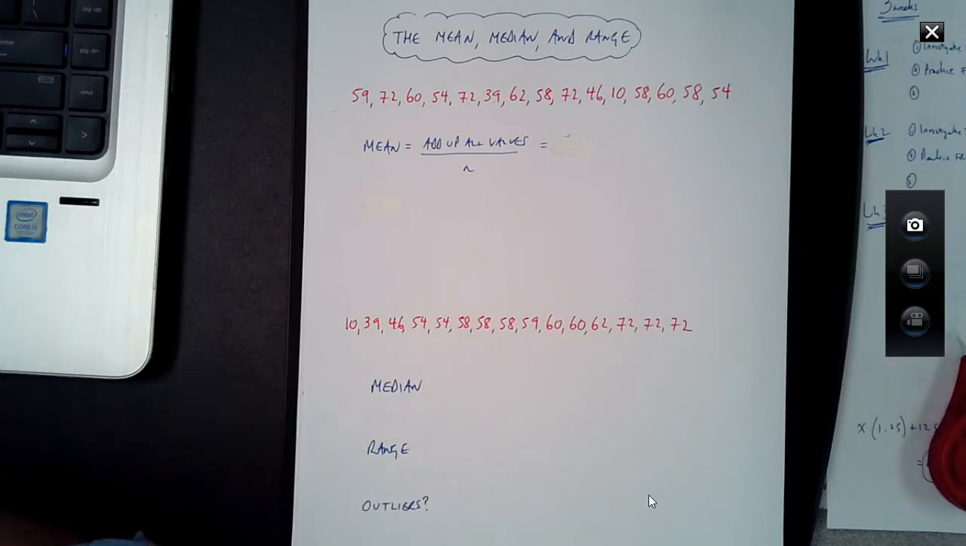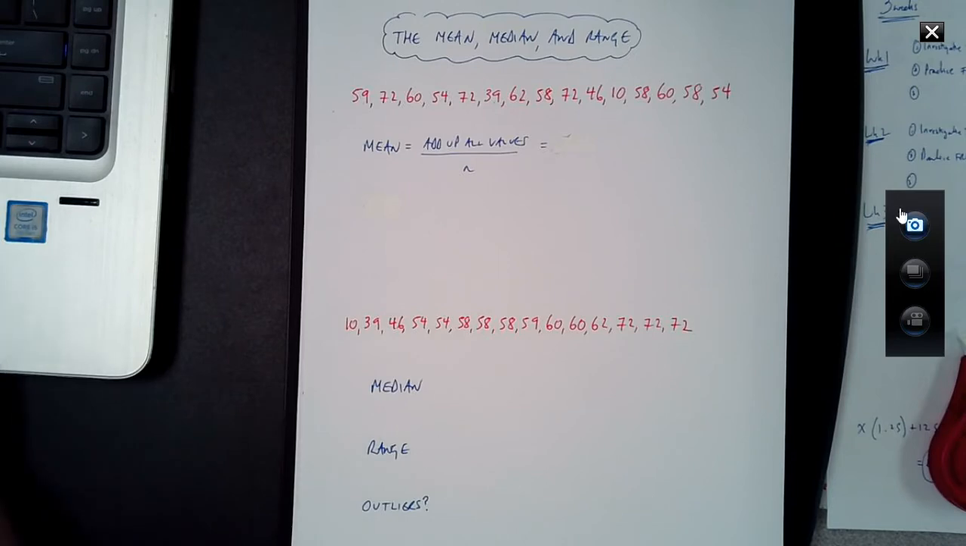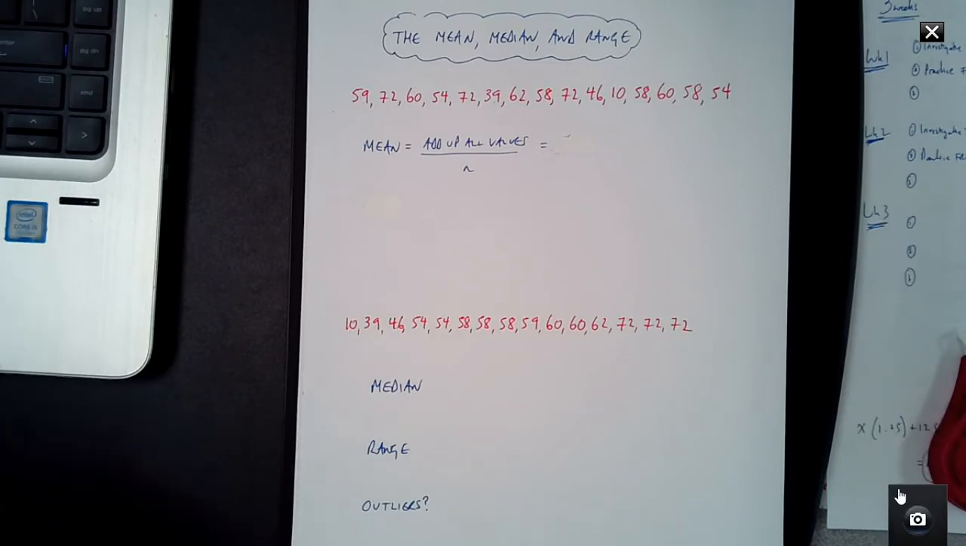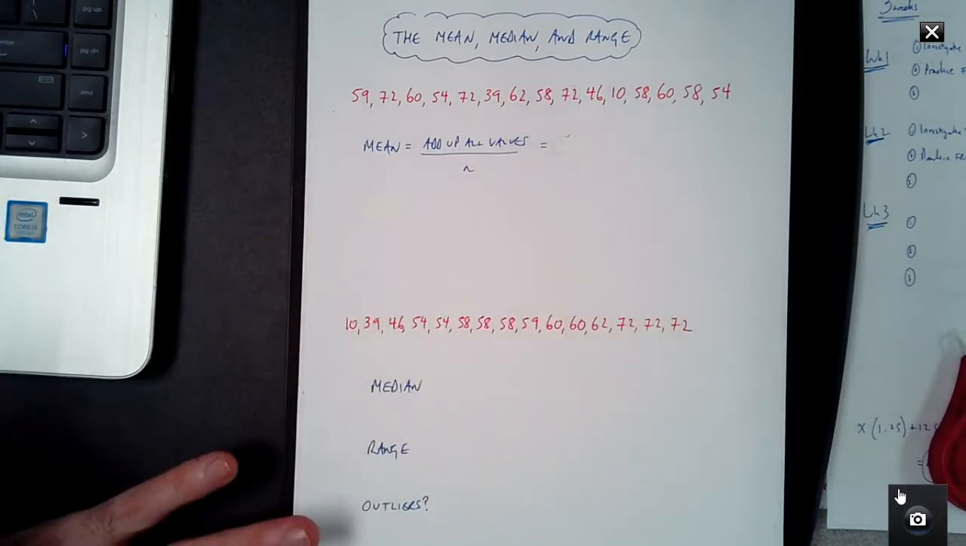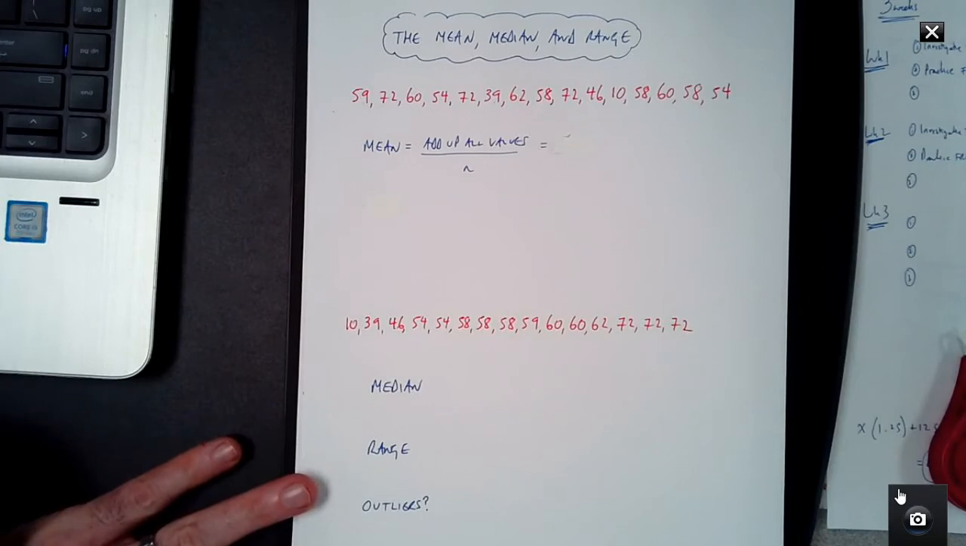Good morning, everybody. In today's video, I'm going to be showing you how to describe data using the mean, the median, and the range. So hopefully you just completed the experiment where you were trying to hold your breath for as long as you possibly could. Now, the data right here is a random sample of students and the amount of time they were able to hold their breath for in seconds.